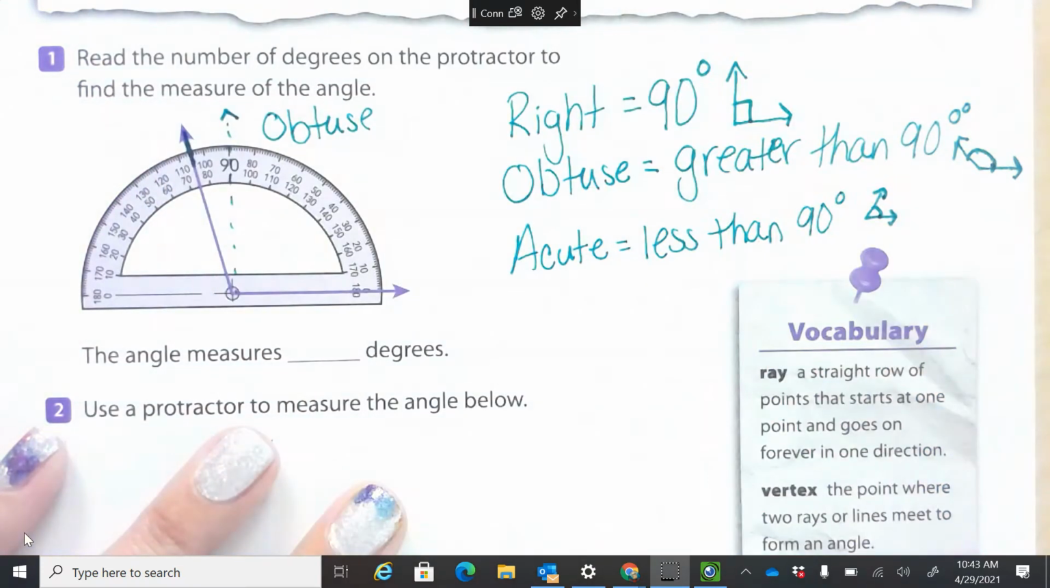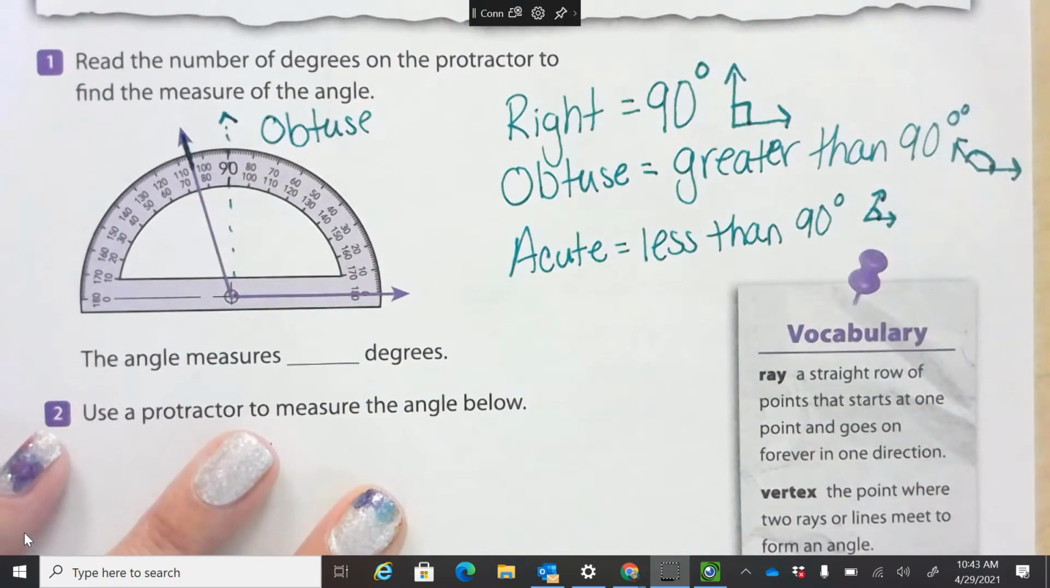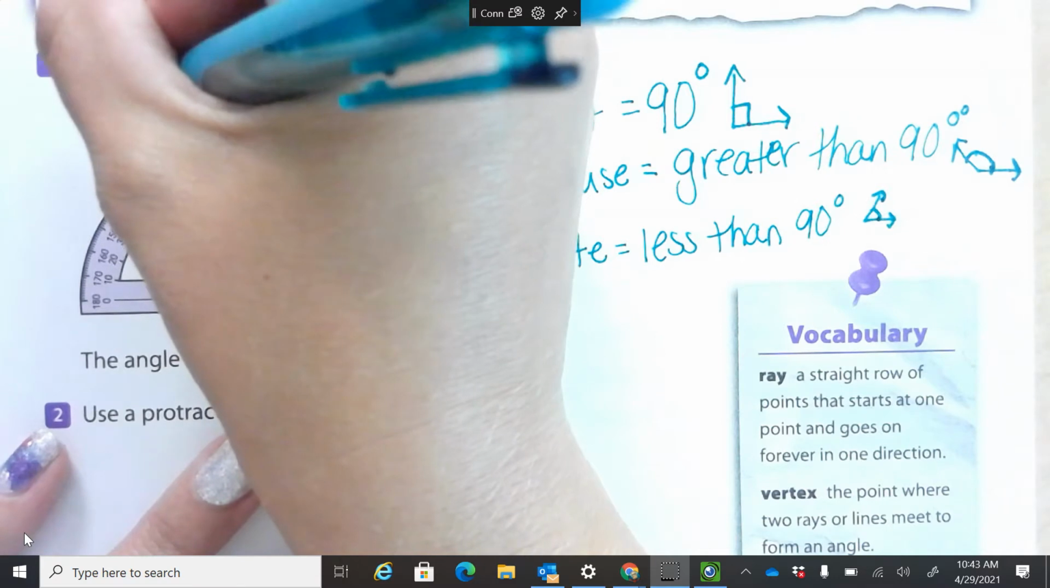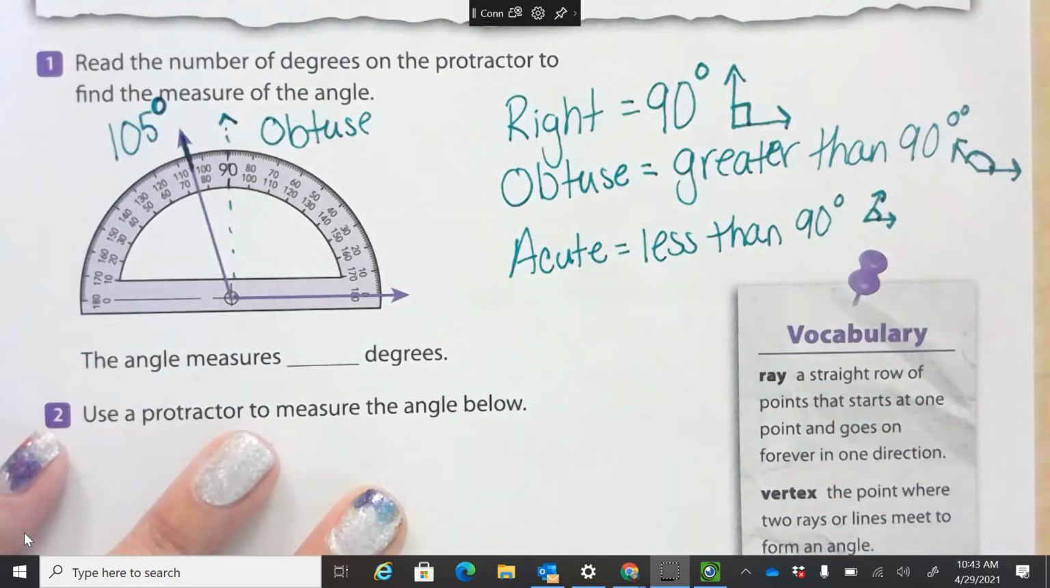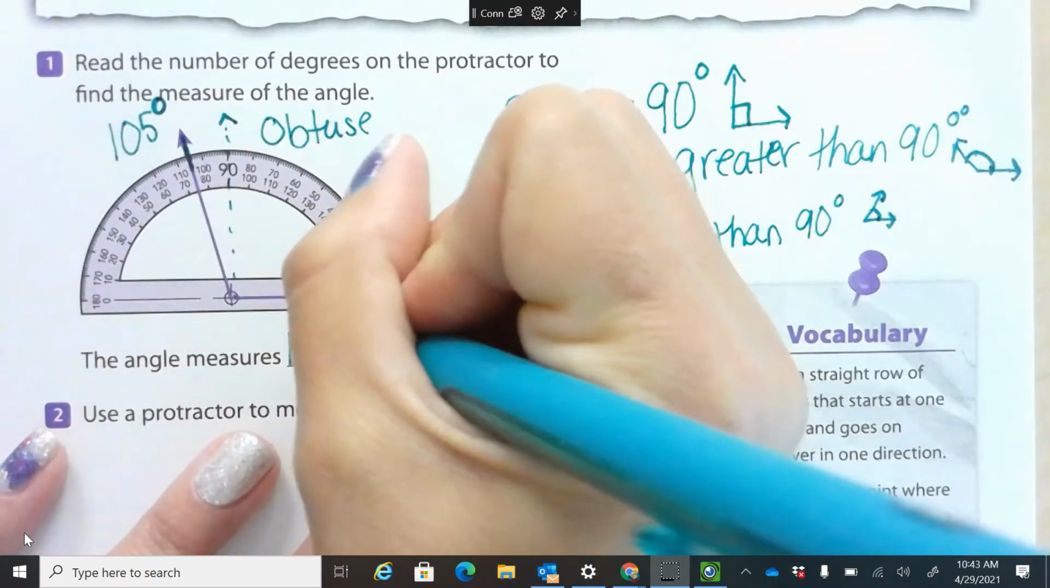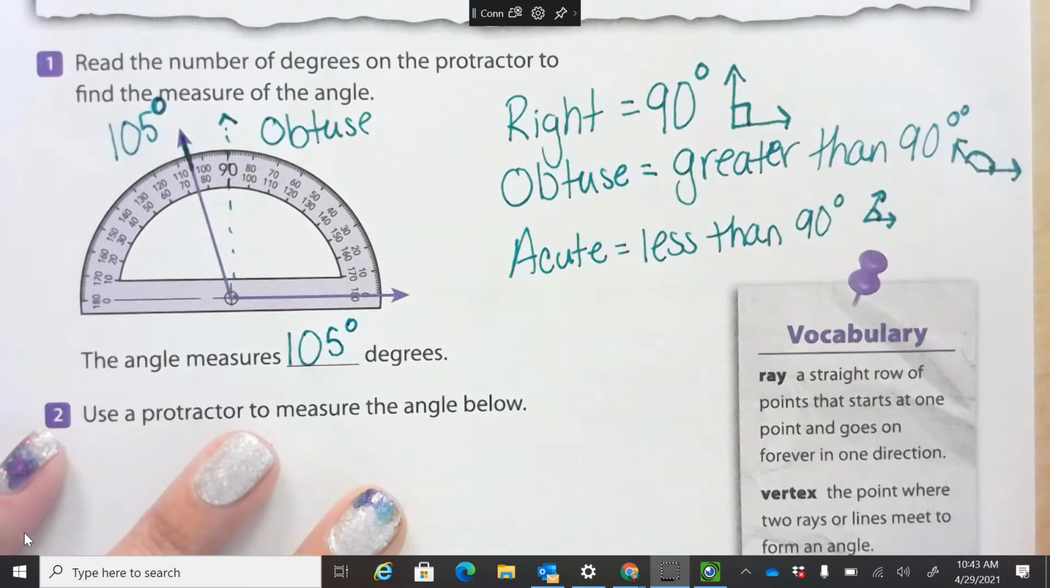So what would that measure be? 105. Yeah, 105 degrees. Tyler, why would it not be 75 degrees? Yeah, because we know it's an obtuse angle and it has to be greater than 90 degrees.